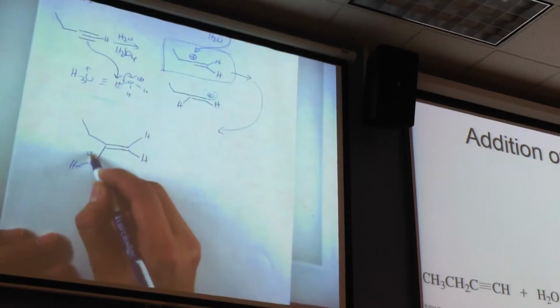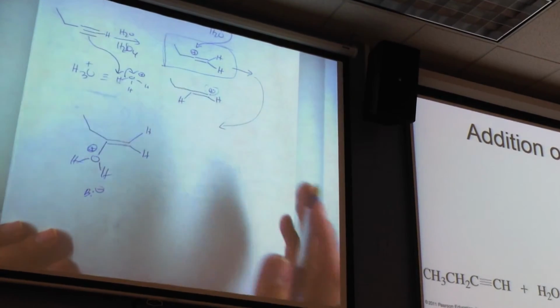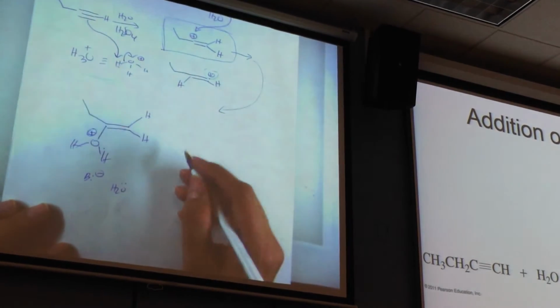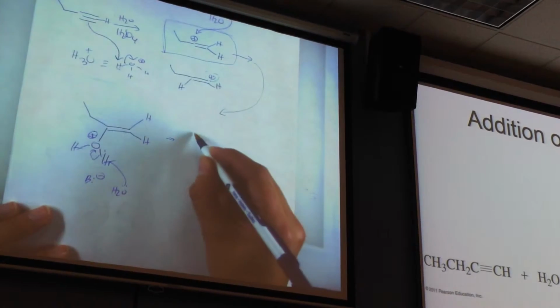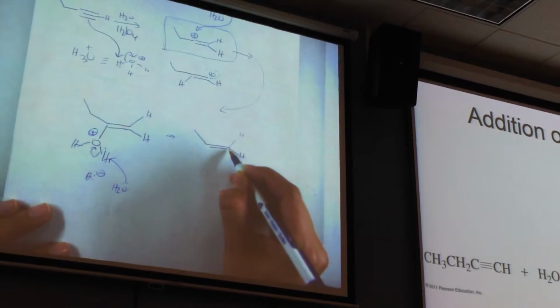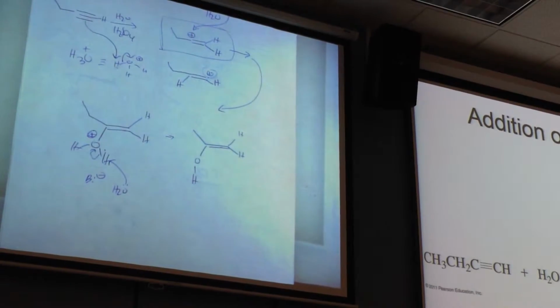This is my positively charged water, so I have to deprotonate it with another water. Why not? Because water has a pKa of 15, and this was less than 0. So I can deprotonate this, and at the end, I end up having something like this, OH, right? Something like that.